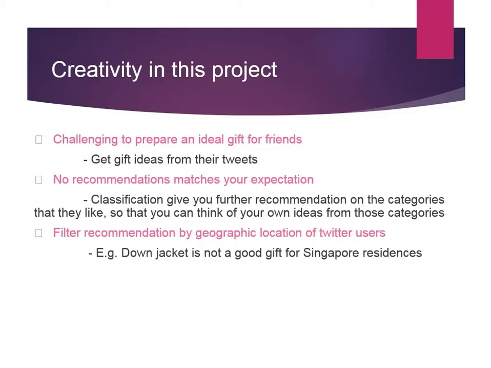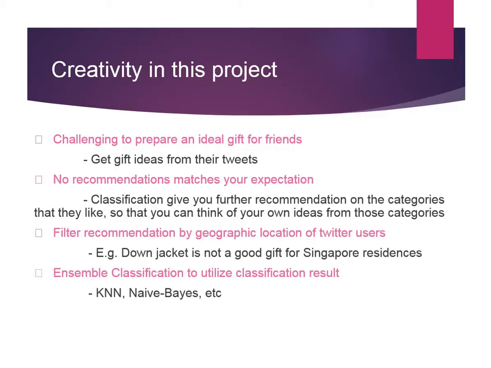We refine result recommendations by removing not applicable recommendations based on the current season of the Twitter user's geographical location. For example, it is not a good idea to prepare a down jacket for Singapore residents as a gift. In addition, an ensemble classification technique is used to improve the accuracy of classification results.